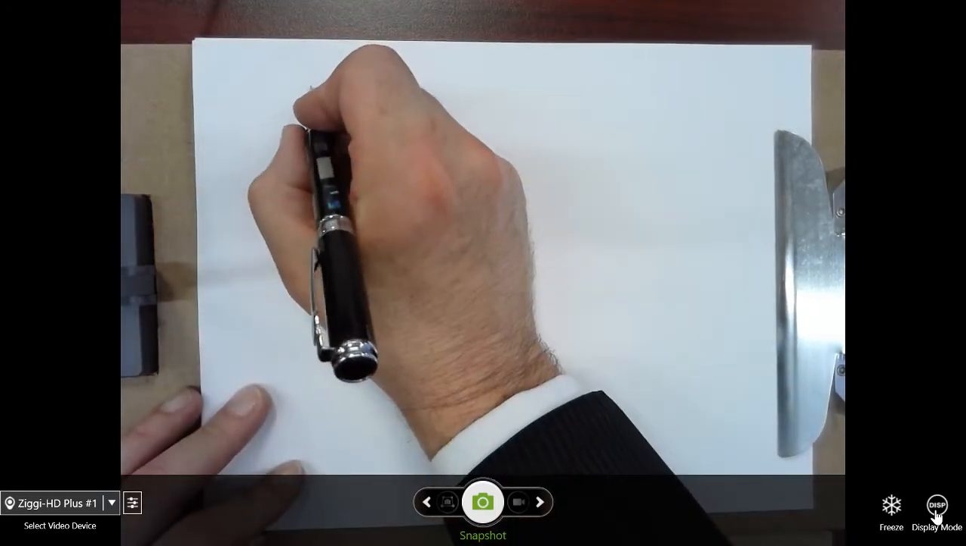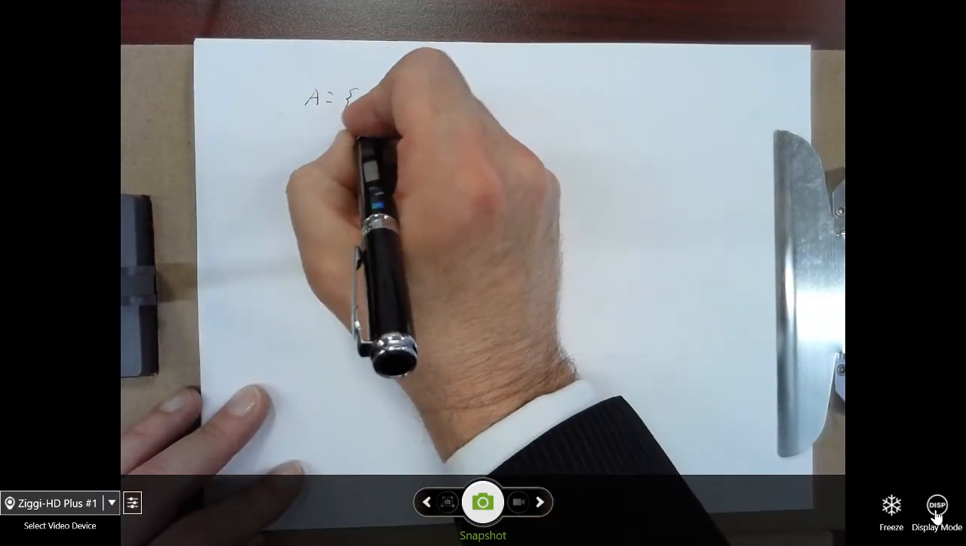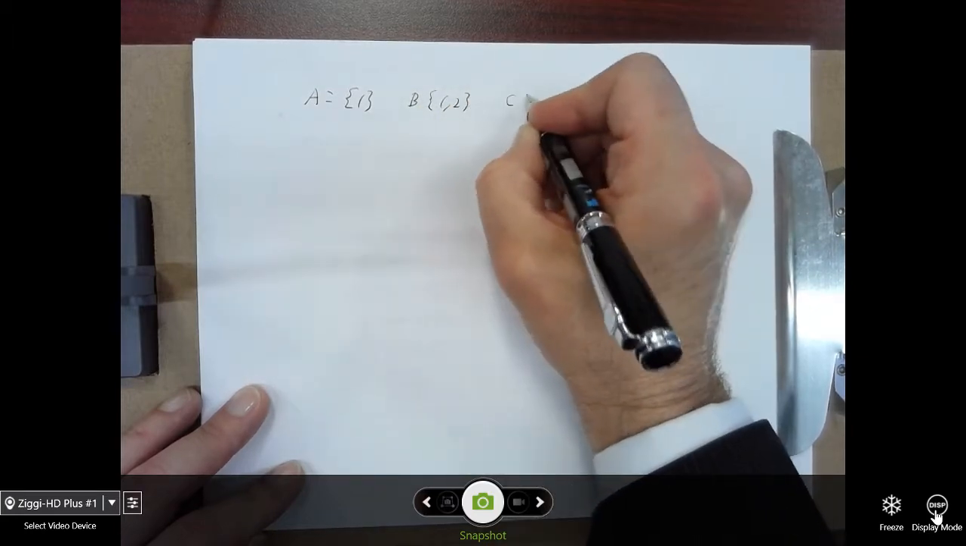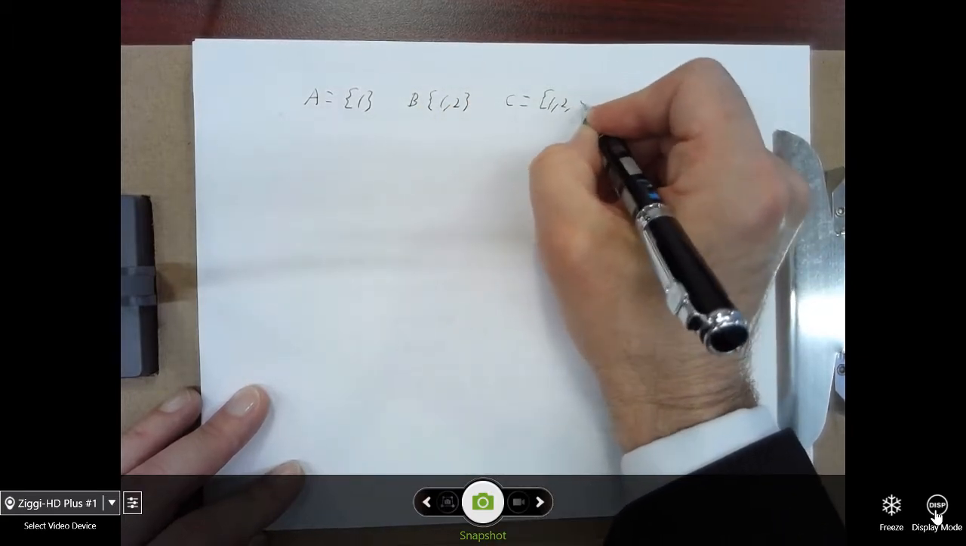So A subset B, B subset C, therefore A subset C. I think we actually did this a few days ago, but here's a simple example. A equals 1, B equals 1, 2, and C equals 1, 2, 4.